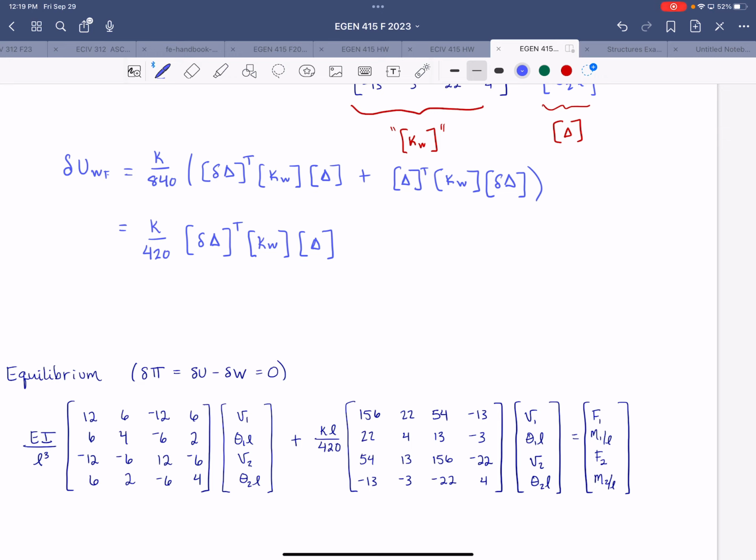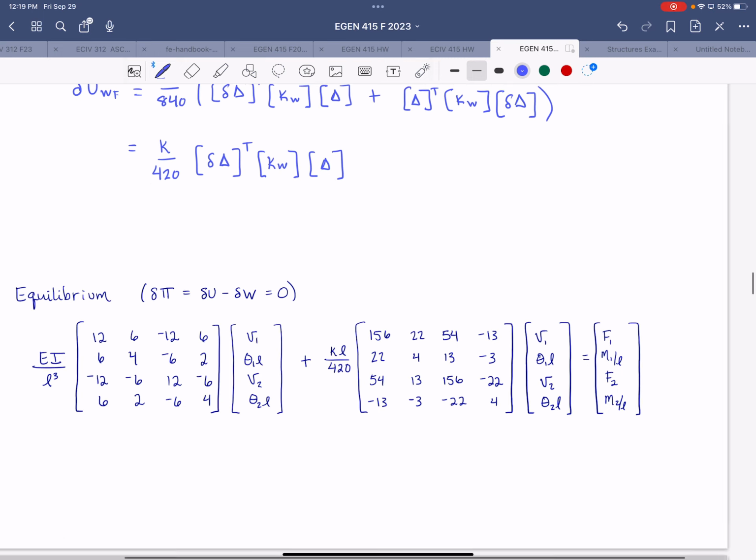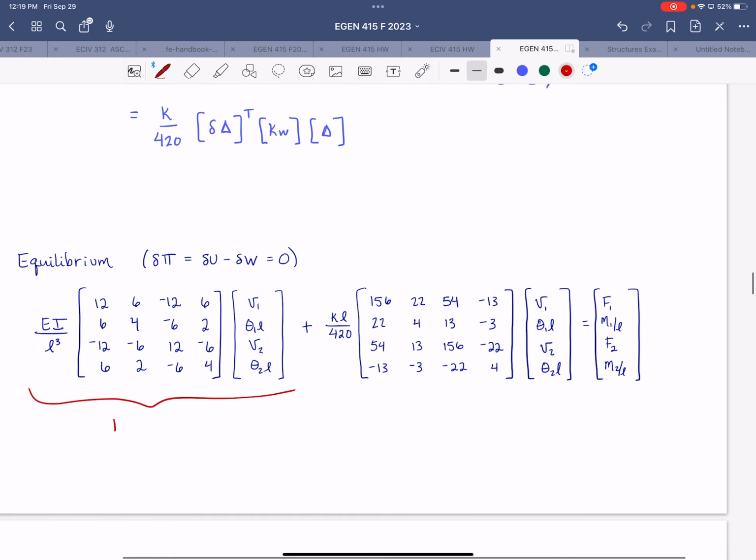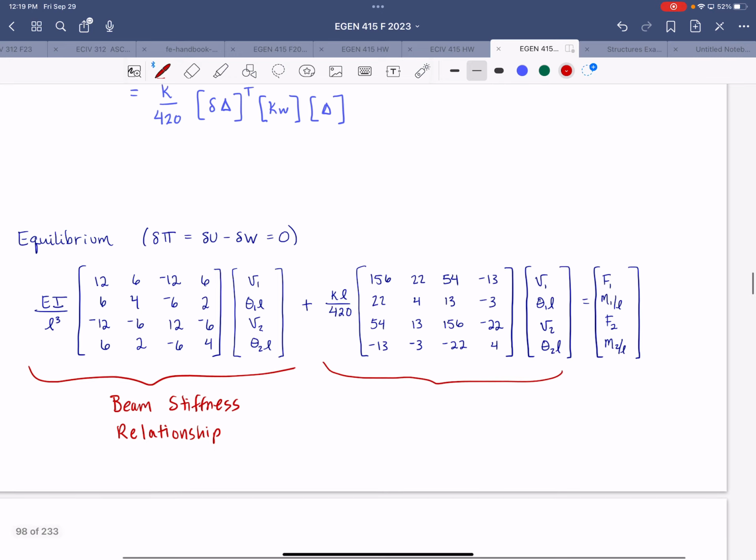Then applying the conditions for equilibrium, where the difference between internal strain energy and external work is 0, we end up with this expression where the first term represents the beam stiffness relationship. This should look familiar. And the second term represents the Winkler foundation relationship.